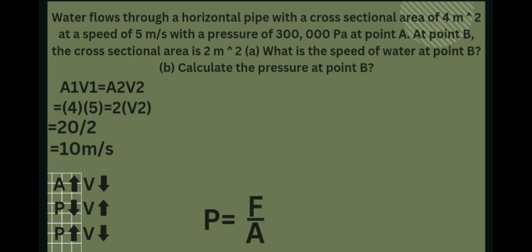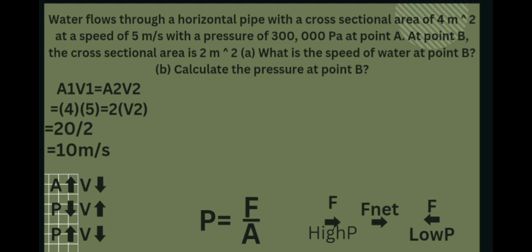So therefore, in order to accelerate a fluid towards the right, the force at point A has to be larger than the force at point B. So in order to get that net force in the positive x direction, point A has to be at a high pressure and point B at a low pressure. So now, let's calculate the pressure at point B.